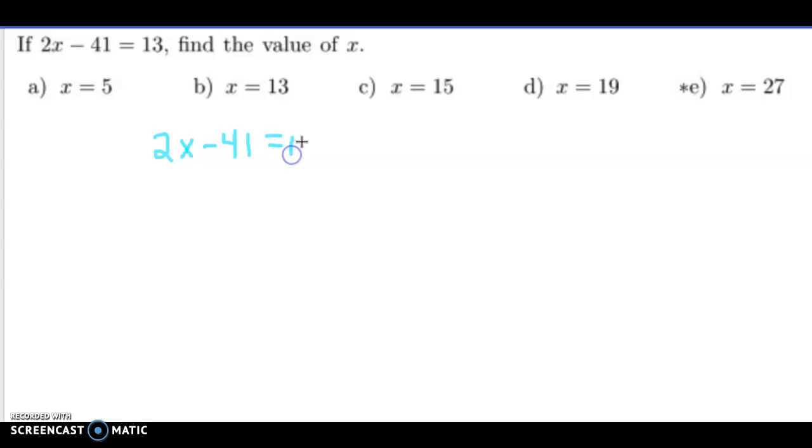So the first thing I always start with is my ladder. My ladder distinguishes the left from the right, and anything I do to one side I do to the other. Hopefully your ladder's neater than mine.